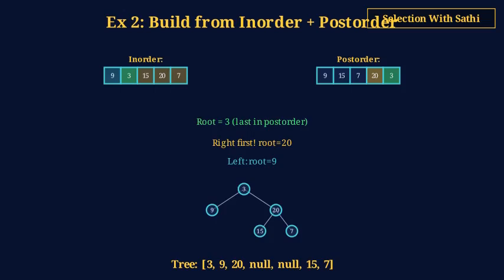Left Inorder, 4, 2, 5, pop 2 from Postorder end. Root is 2. Pop 5, right of 2 is 5. Pop 4, left of 2 is 4. Same tree reconstructed, 1 with left 2 and right 3. Notice we built right before left, matching the Postorder pop order.